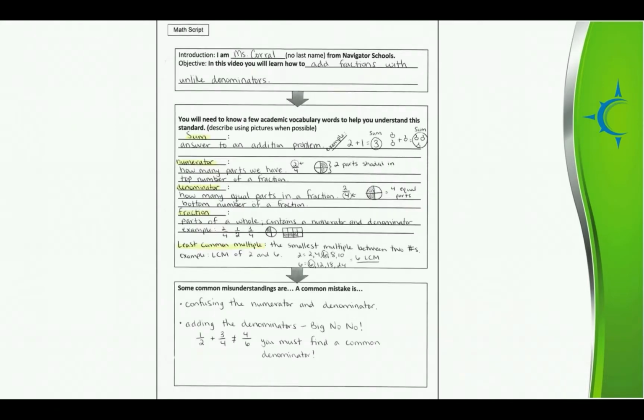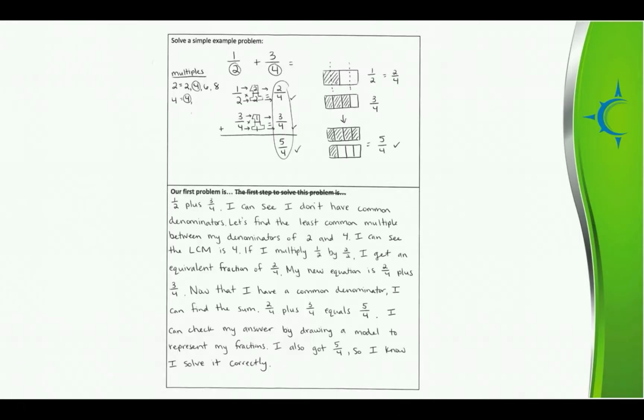Here's the start of the script. Students introduce themselves and the objective they will be showing. This page also includes vocabulary and any common mistakes made. This part of the script shows a simple example problem. The problem is solved and the student is required to write out their explanation. So for example, this presenter's simple problem was 1/2 plus 3/4.